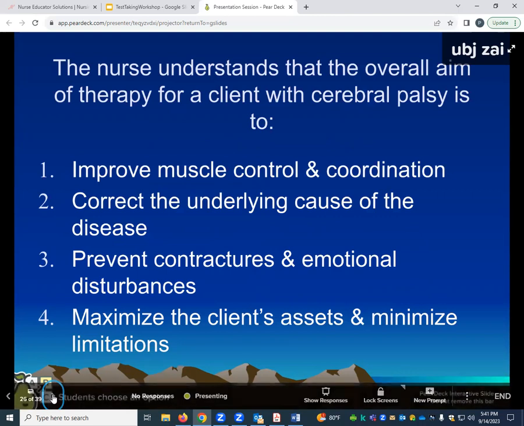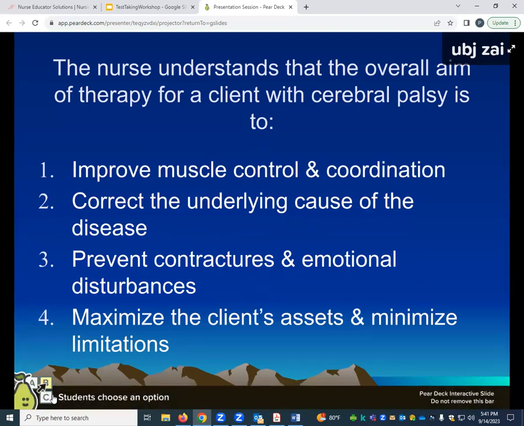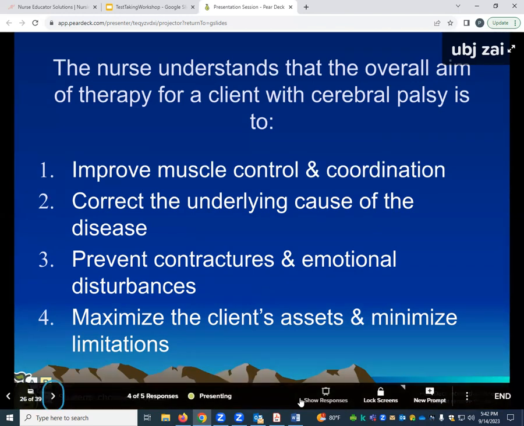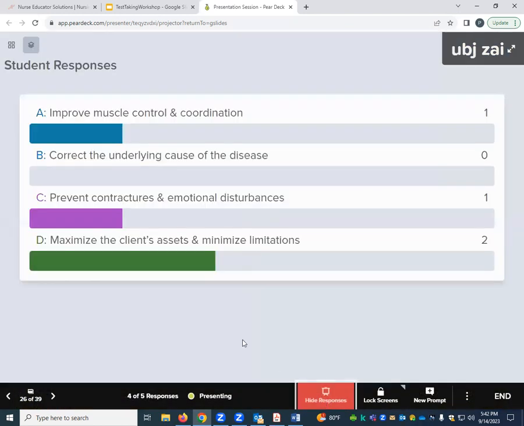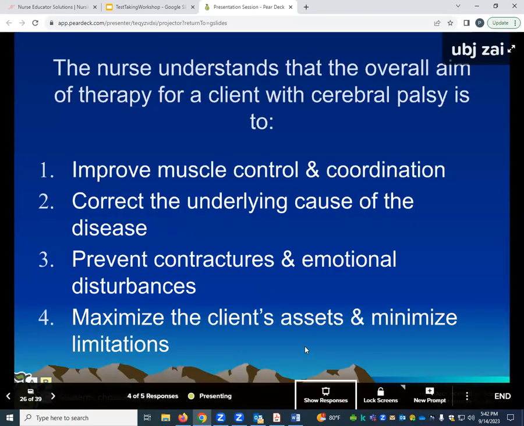The nurse understands that the overall aim of therapy for a client with cerebral palsy is to improve muscle control and coordination, correct the underlying cause of the disease, prevent contractures and emotional disturbances, maximize the client's assets, minimize limitations. We got a lot of variety on this as well.